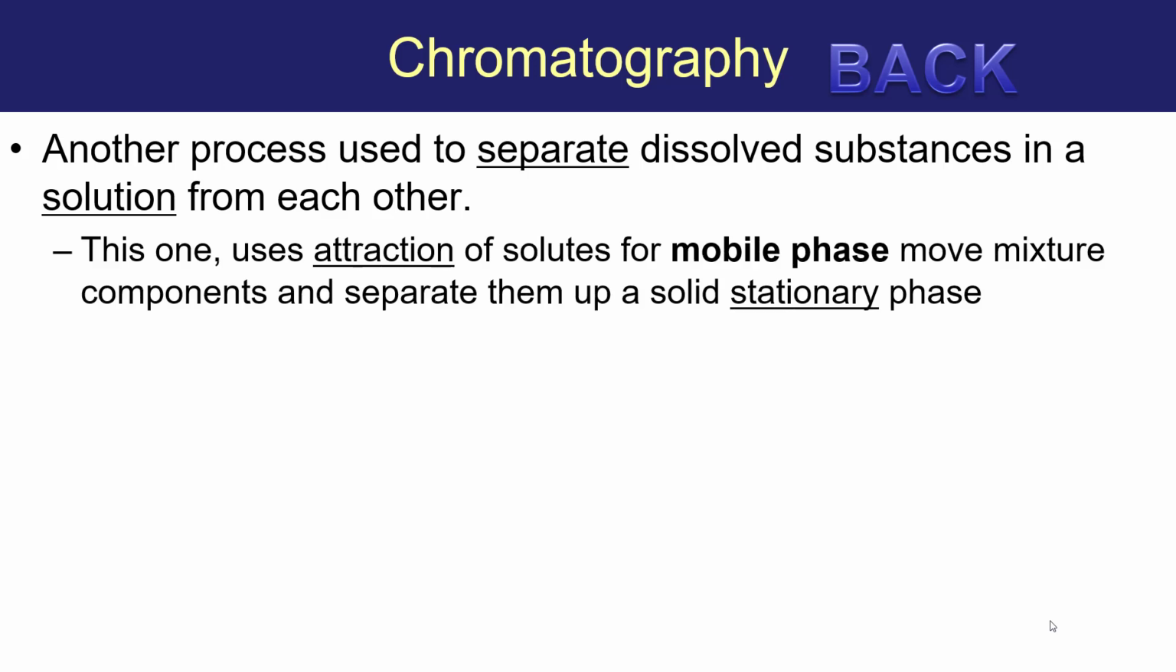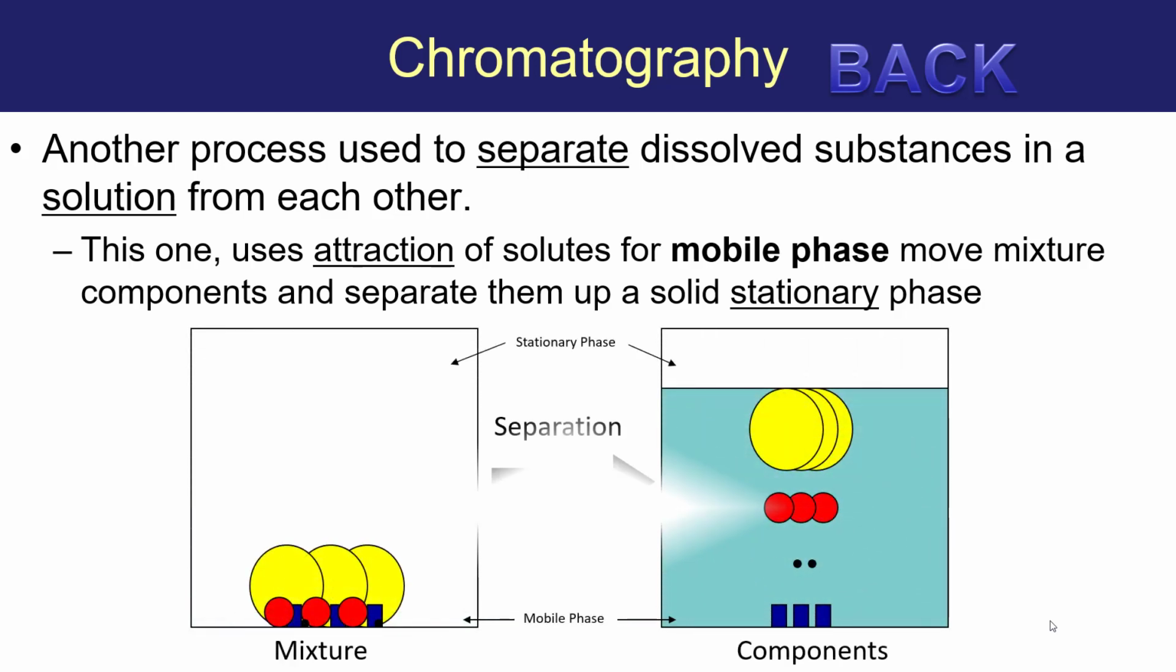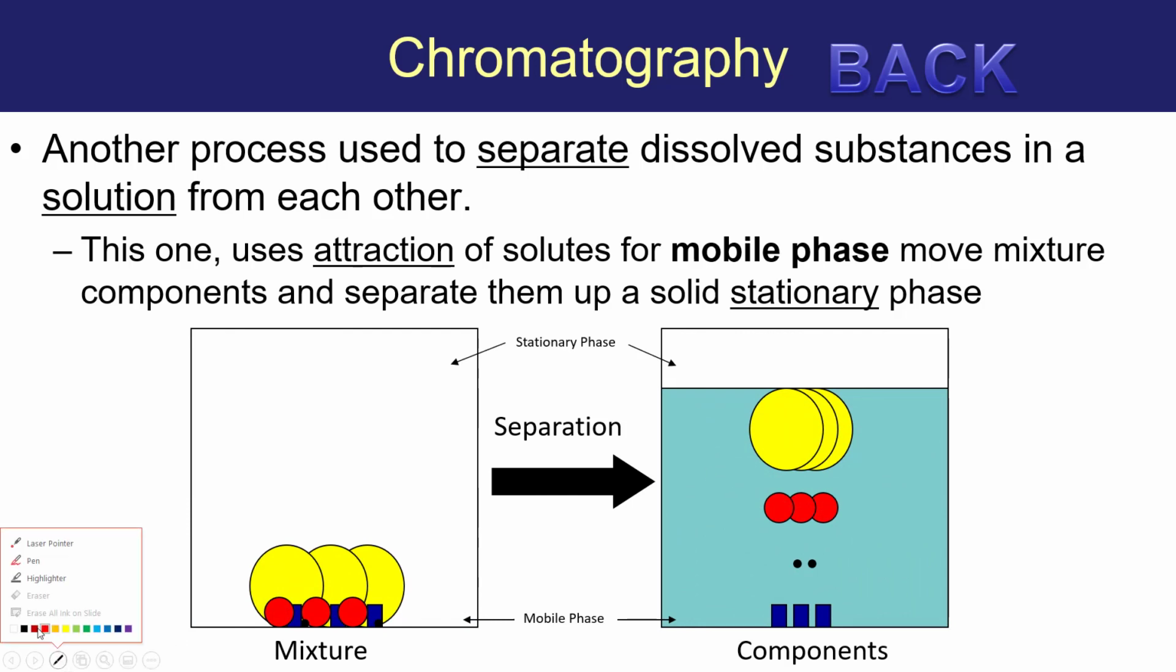Instead, chromatography uses attractions. And that's big here in chemistry. It specifically uses attractions of the solutes for something called the mobile phase. Let's throw in a picture here. You will see here is our mixture that we are looking at on the bottom left-hand side. And if we were to take this mixture, put it on chromatography paper, and then put the chromatography paper in water, what you will notice is the water starts to, by capillary action, travel up the paper.